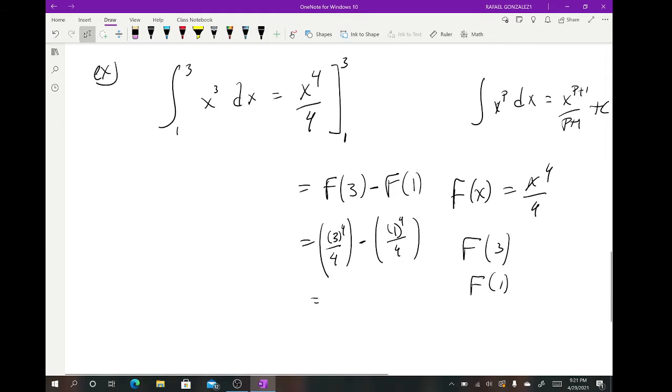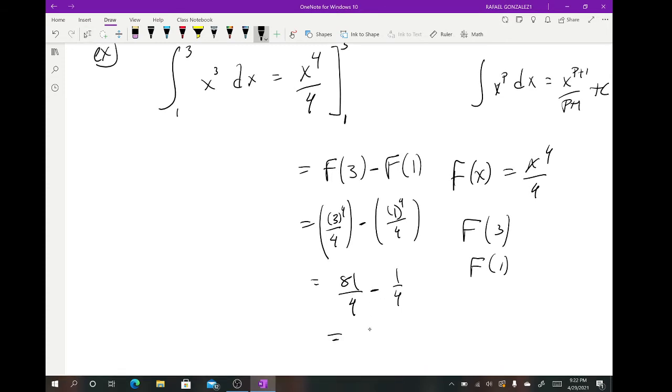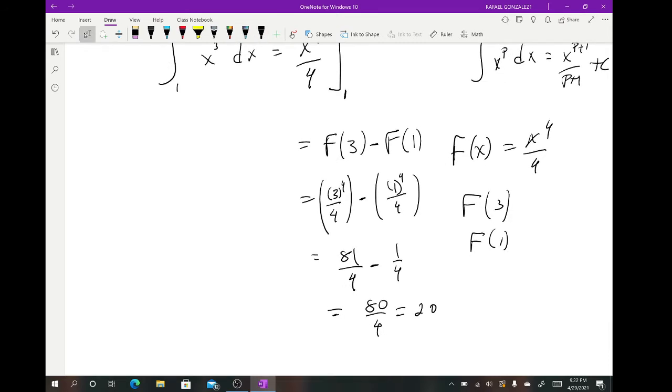And this is equal to, well, 3 cubed. Last time I checked, that's 27. 3 to the 4 is, last time I checked, 81, because 3 times 3 is 9, times 3 is 27, times 3 is 81. So we have 81 over 4 minus 1 over 4. Well, 81 minus 1, that's 80 over 4. And 80 over 4 is equal to 20. Yeah, 20.